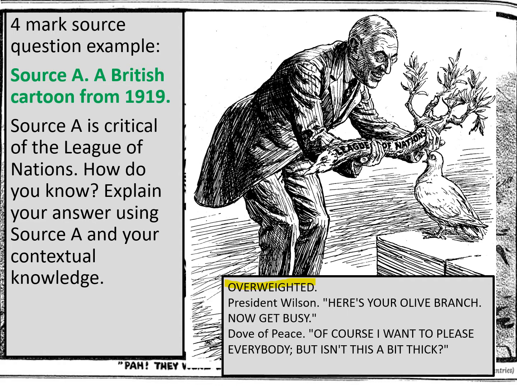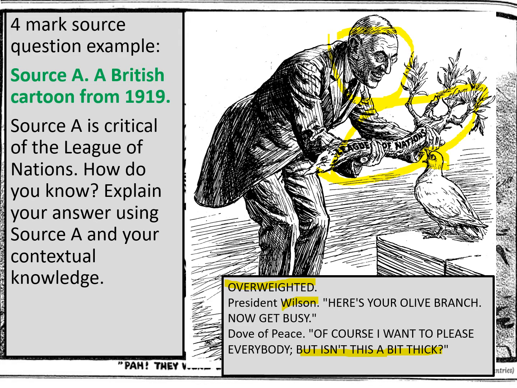We can see that because it's on the caption here. Here's your olive branch. Now get busy. So go off and get peace out in the world. And the dove of peace says, of course I want to please everybody, but isn't this a bit thick? So what we've got here in this particular cartoon is this overly enthusiastic Wilson. Look at Wilson's face, he's got this really silly grin on his face. Clearly this olive branch is much too big. Look at the poor old League of Nations dove of peace here, can't even fit it into his beak. There's no way that this dove is going to be able to carry this branch.